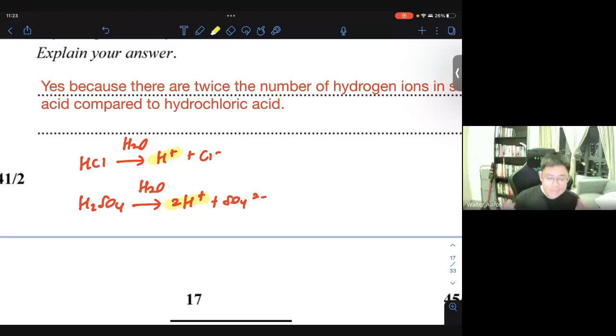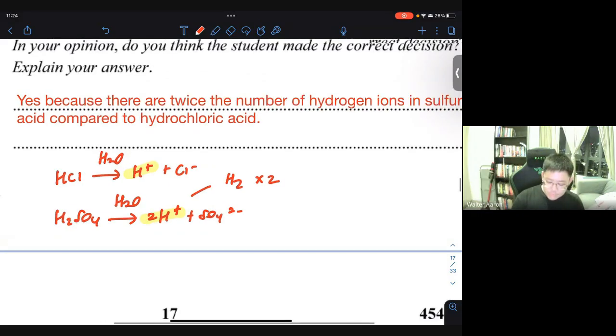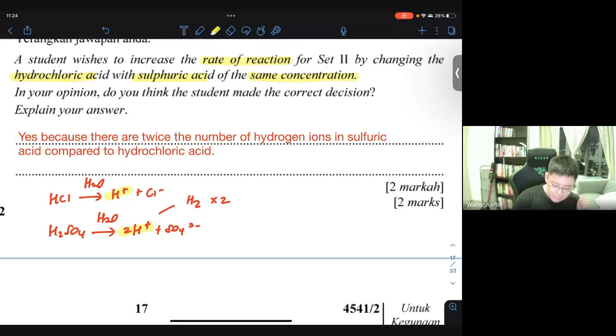However, since you have twice the amount of hydrogen ions, you should also keep in mind that the amount of H2 produced will be twice as much, because more H+ combine together to form H2. So more H+ means more H2. That's why my answer here is very simple. I say yes.